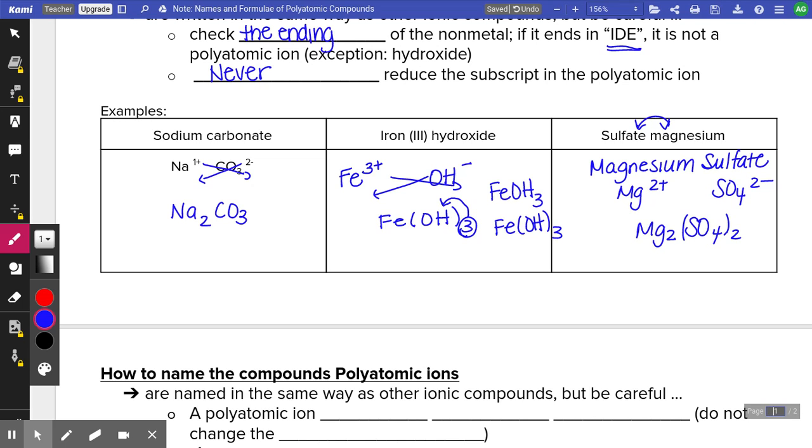So I know it's a little bit confusing because I just said don't reduce the subscript, but what I'm talking about here is you don't reduce this subscript. Okay, you don't multiply this in and then get an 8 and do all sorts of crazy things. No, you just reduce this subscript like that.